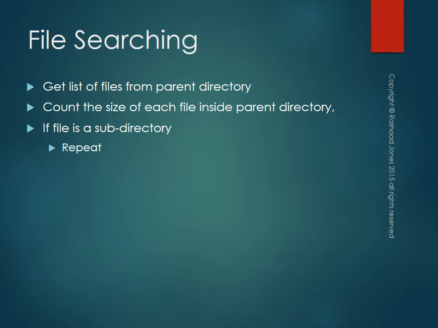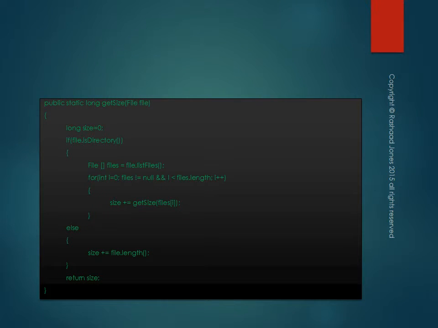So if we want to do this recursively, it's going to look something like this, where we have a method called getSize. We're passing the file. In this case, because we want to know what the size is, we're going to return a long. And we're returning a long rather than an int because we expect this number to get pretty big, especially if there's a lot of files in the folder.